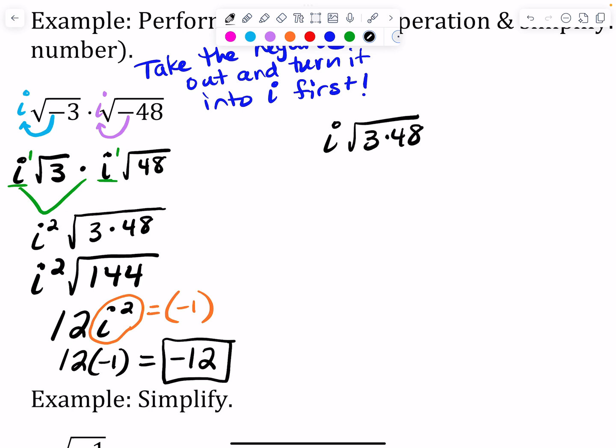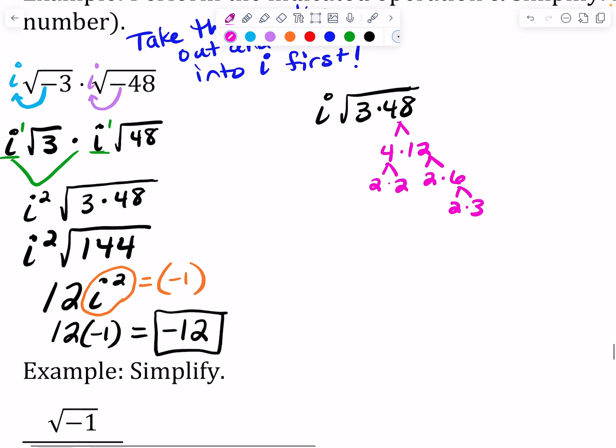Now, some of you might be doing these problems this way. If you got to this step here and you thought, well, let me break down that 48. Maybe I can do my factor tree and get to an answer that way. So 48, you could have done 4 times 12. 4 is 2 times 2. We've got a 2 times 6 and a 2 times 3. So we've got a lot of numbers over here.